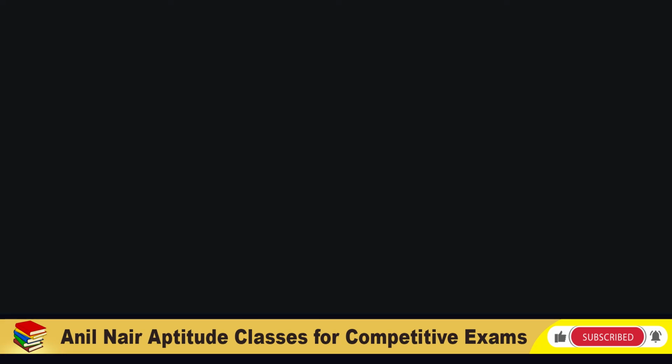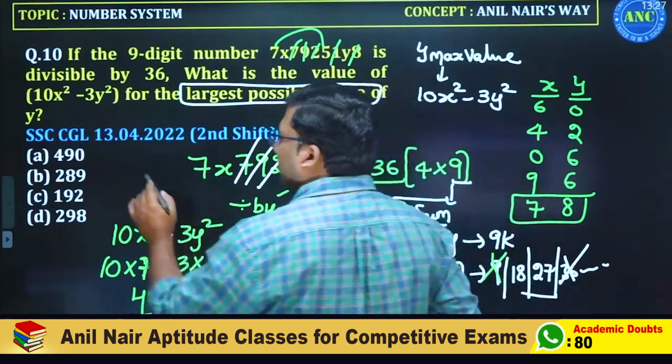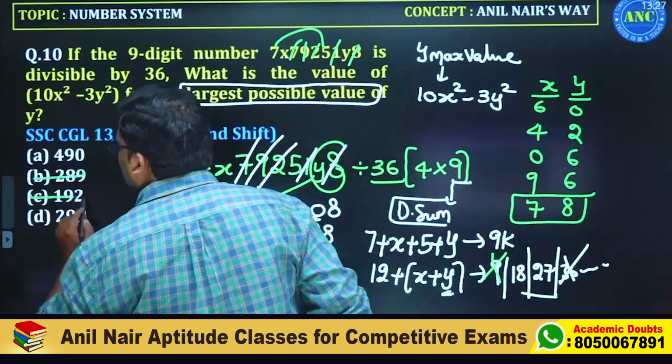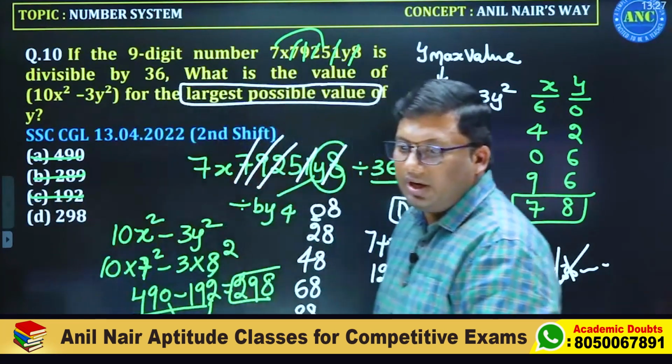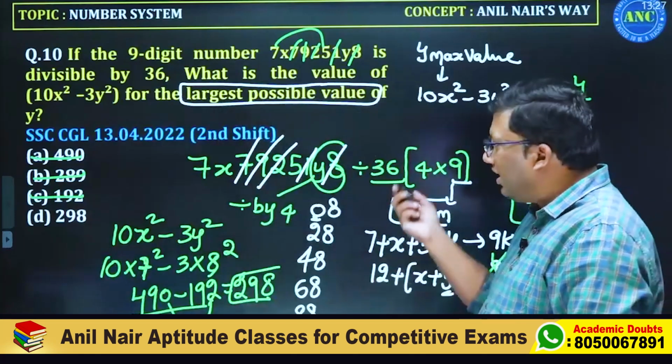10 minus 2, it is 8. Answer unit digit should be 8. I hope the idea it is clear.